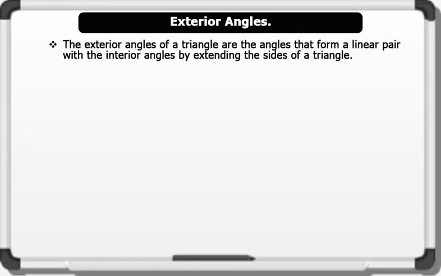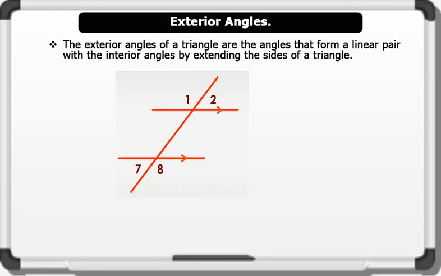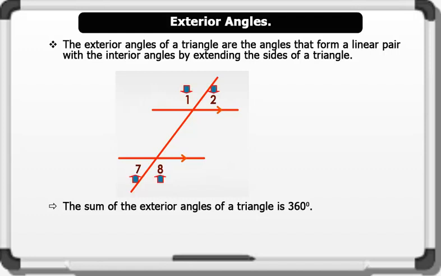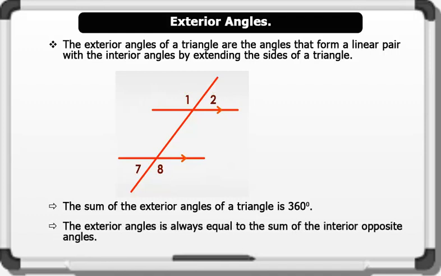Exterior angles. The exterior angles of a triangle are the angles that form a linear pair with the interior angles by extending the sides of a triangle, as in the image below. It is important to note the following. The sum of the exterior angles of a triangle is 360 degrees. An exterior angle is always equal to the sum of the interior opposite angles. The image on the board shows the exterior angles of a triangle.